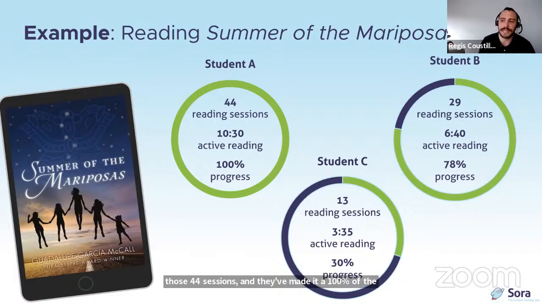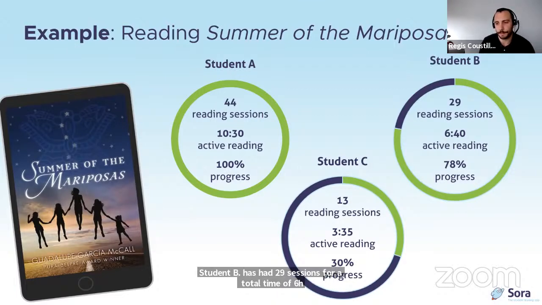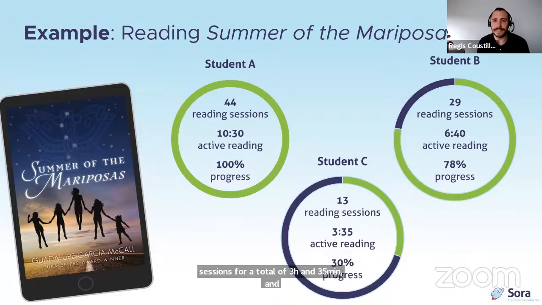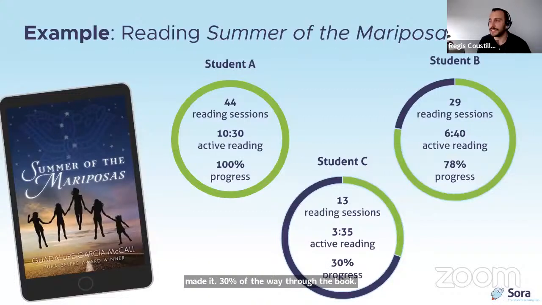Student B has had 29 sessions for a total time of 6 hours and 40 minutes, and they've made it 78% through the book. Student C has only had 13 sessions for a total of 3 hours and 35 minutes, and they've made it 30% of the way through the book. This is not to be Big Brother, and just like any other piece of data, this is meant to help you. It's all about how you use the data.